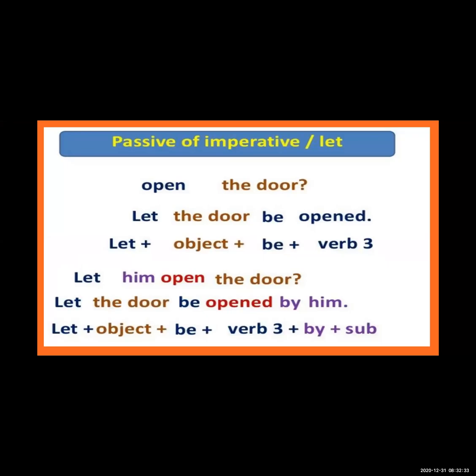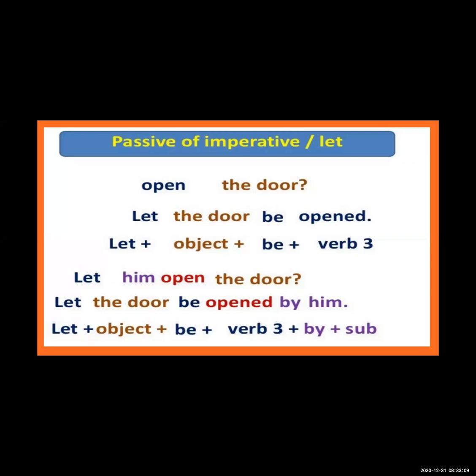Passive of imperative or let questions. Means how to convert the sentence into passive form which are imperative. Okay, let's see. Suppose there is a sentence, open the door. Simply three word sentence is there. Open the door, question mark. Means I am asking someone to open the door. So I am asking, so because of that, over there at the end of the sentence question mark is there. Now open the door.